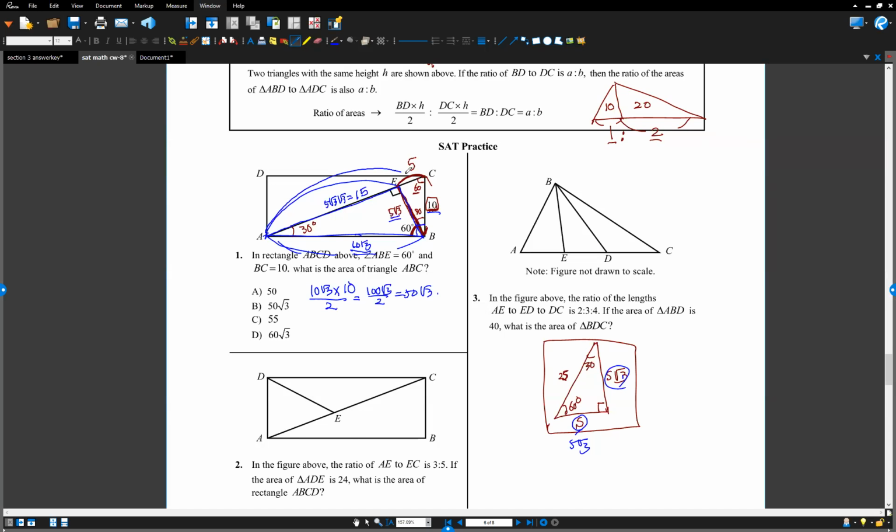Or take this as the base. 15 plus 5 is what? 20. This is how you can use this one too. 20 times 5 root 3 divided by 2. It's gonna be 10 times 5 root 3, 50 root 3. It's the same area. Okay. This is a little bit different, nothing to do with the topics. This was the right triangle proportion. We're gonna do this again later.